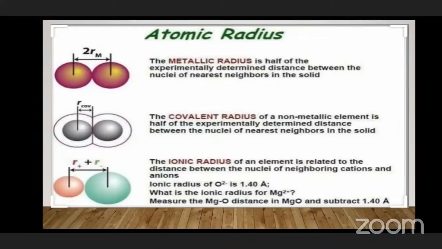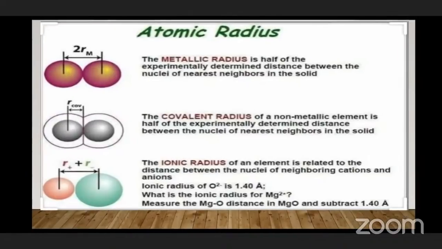Similarly, the second one is the covalent radius. What is covalent radius? The covalent radius of a non-metallic element. Here, if metals are in a bond, we call it the metallic radius. Every metal is in a solid state except mercury, that we know very well. The non-metals are probably gases. So the covalent radius of a non-metallic element is half of the experimentally determined distance between the nuclei of nearest neighbors in the solids itself.